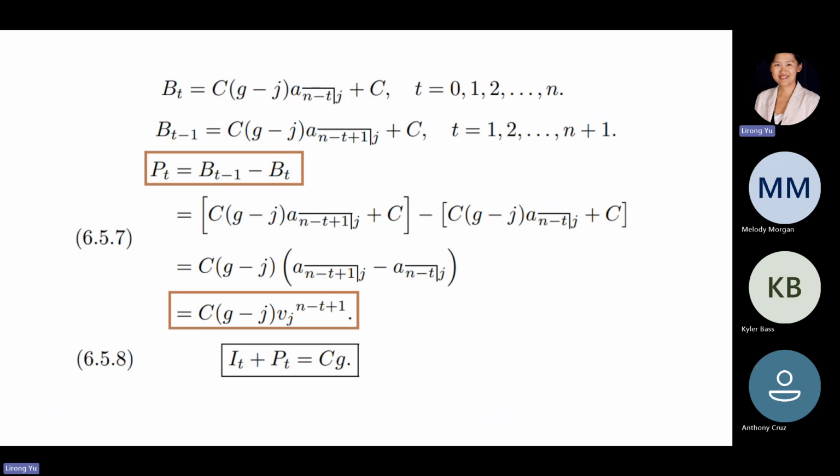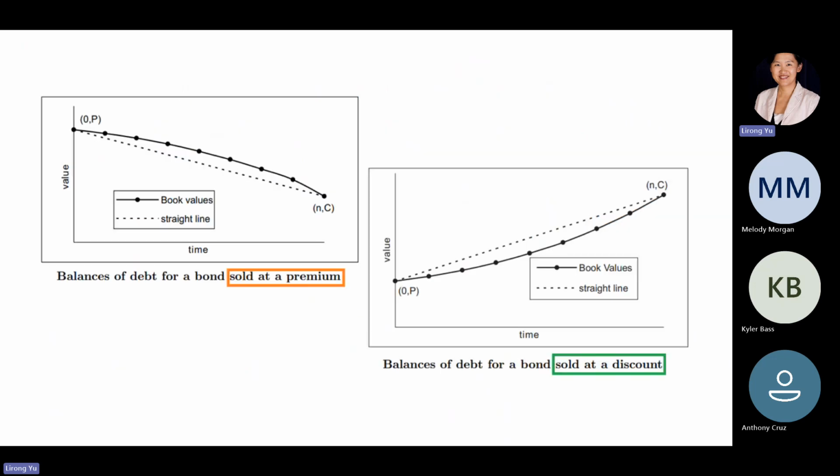Any questions? So to echo what we were talking about in 5.2, in every payment there's a payment for the interest and a payment for the principal, and the two added together are the total payment. Any questions? So this gave us some general idea of the computation, right? And this is a graph of the two scenarios. This is the bond sold at a premium, so it starts with P and decreases down to the value of C. And this is the bond sold at a discount, so it starts with P and increases all the way up to C.